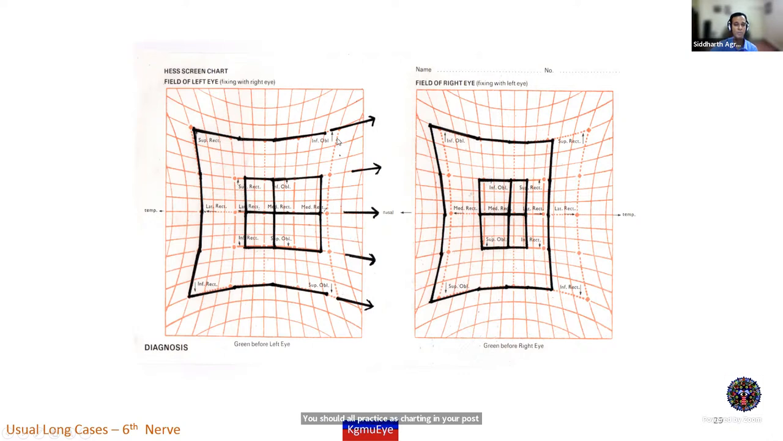Although in the exam you will not be performing the Hess chart, if you get a patient of sixth nerve palsy, you will definitely receive a Hess chart to interpret. Note here that in the right eye, there is limitation of abduction. There is marked overaction of its yoke muscle, that is the contralateral medial rectus. There is overaction of the direct antagonist of the lateral rectus, that is the medial rectus. The smaller chart belongs to the paralyzed eye.